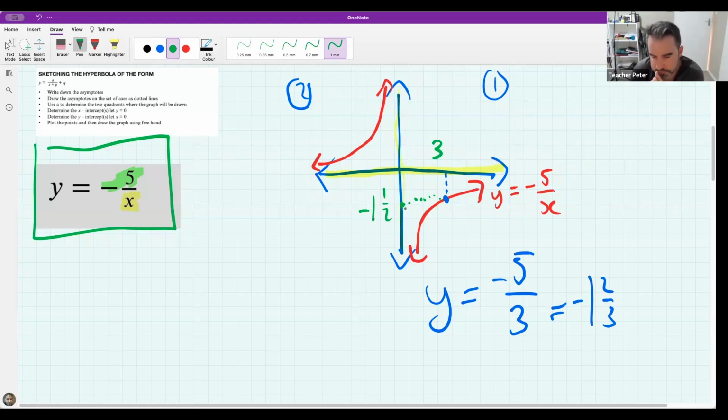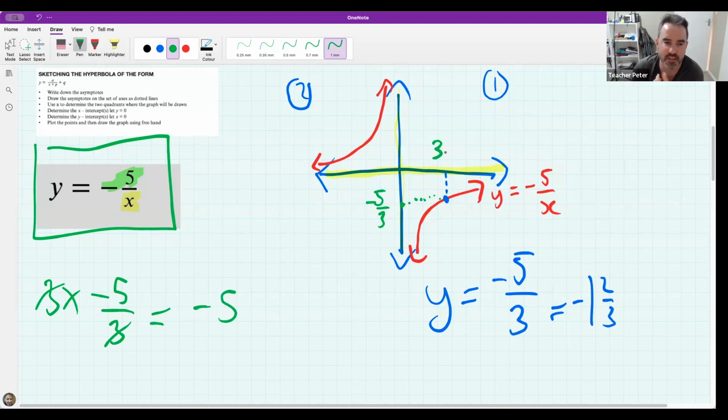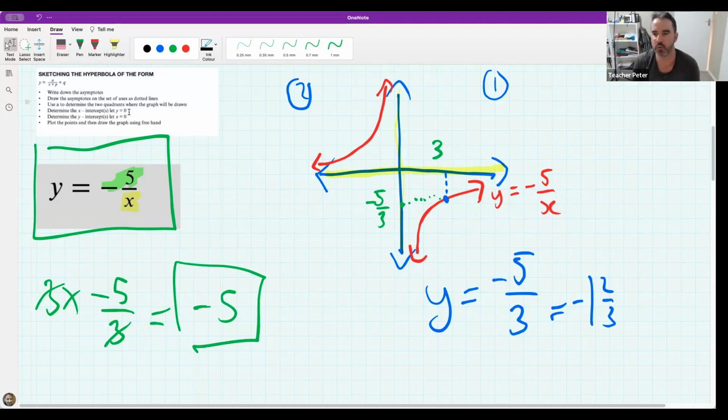What you'll notice with a hyperbola is when you multiply, in fact, let me write it as minus 5 over 3. One of the cool things about the hyperbola is that when you multiply the x and y together, so 3 times that, you always get the constant number that this started with, which in this case was a minus 5. And so that's one of the properties of a hyperbola.